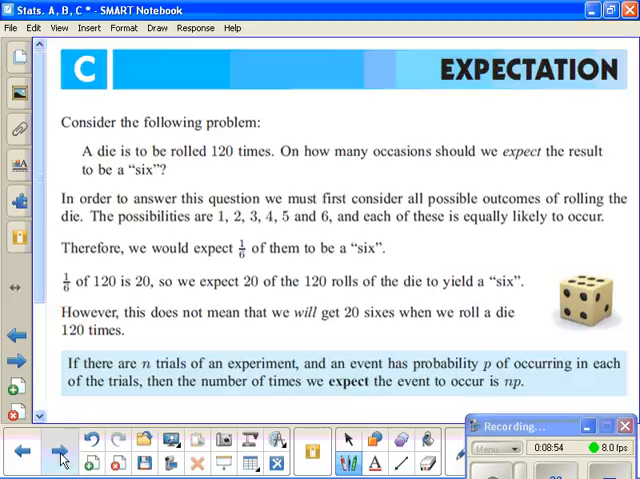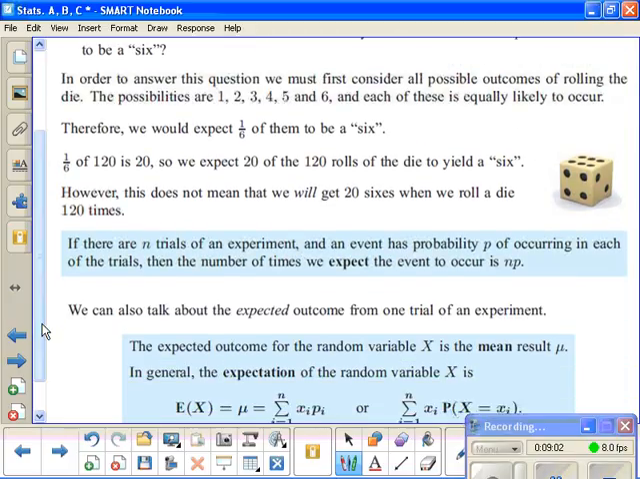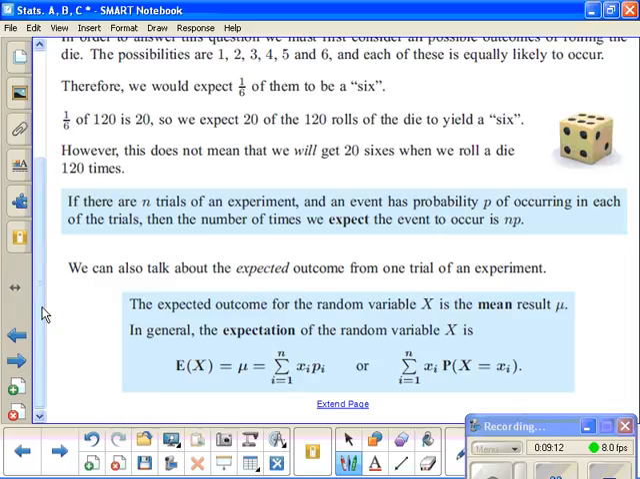All right, continuing, we're going to move on here. Expectation, the expected outcome. If there are n trials of an experiment and the event has a probability of p of occurring in each of the trials, the number of trials we expect the event to occur is n times p. Then also the expected outcome, E of x, is equal to mu, or it's equal to the sum from 1 to n of each term times its probability.